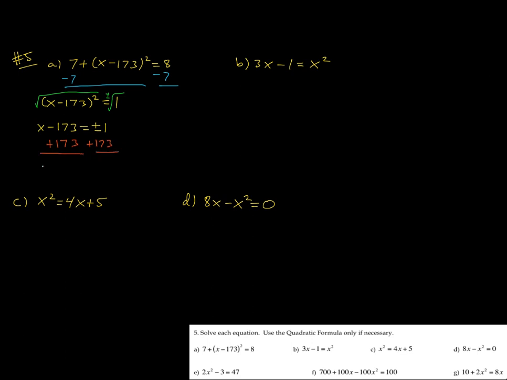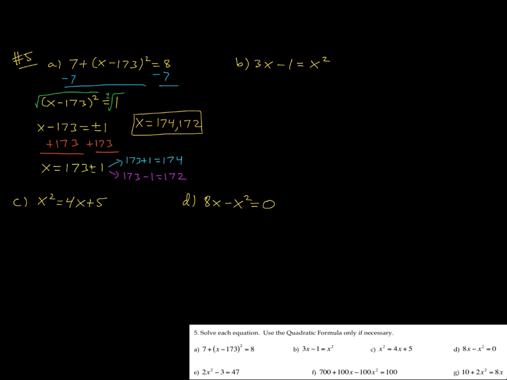So we have 173 plus or minus 1, and so for the plus sign, we get that x is 173 plus 1, which is 174. And then for the minus sign, x is 173 minus 1, which is 172. So there are the solutions. And that is a heck of a lot easier than multiplying out x minus 173 quantity squared.